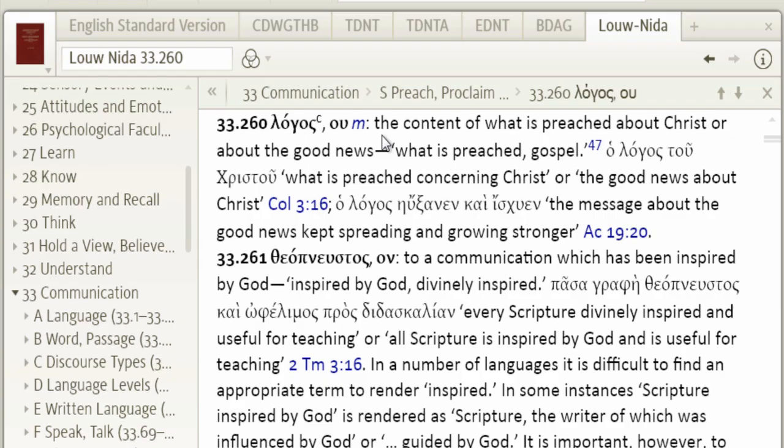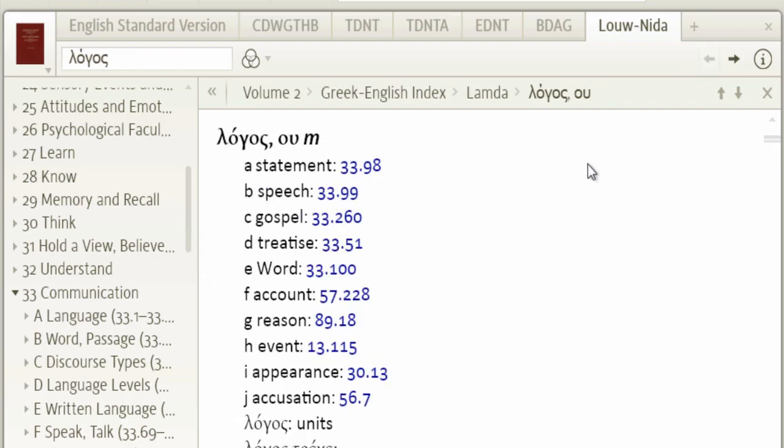Now Louw-Nida, this lexicon, like BDAG, includes a definition of the Greek word as related to its context. So we read here, the content of what is preached about Christ, or about the good news. And in this brief article, we have two references to the New Testament, which give an illustration of this use of the word logos. But now let's go back to the previous article or entry that showed the range of meaning that logos has. Let's use this back arrow to take us there.